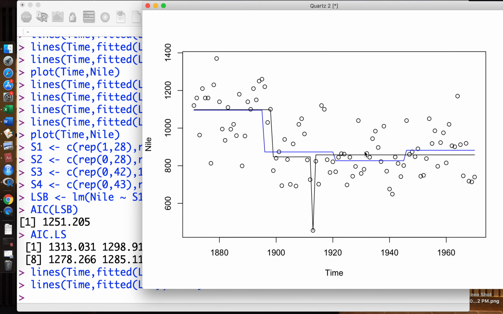If we try all combinations of the 3 knot points, then that's fine. But it's more computer intensive and it cannot be automatically done. Okay, so this is the more discussion about step functions.